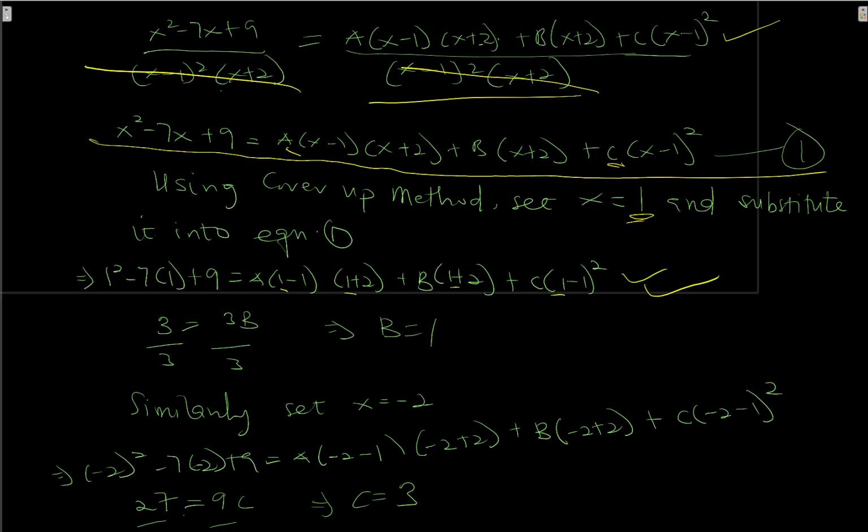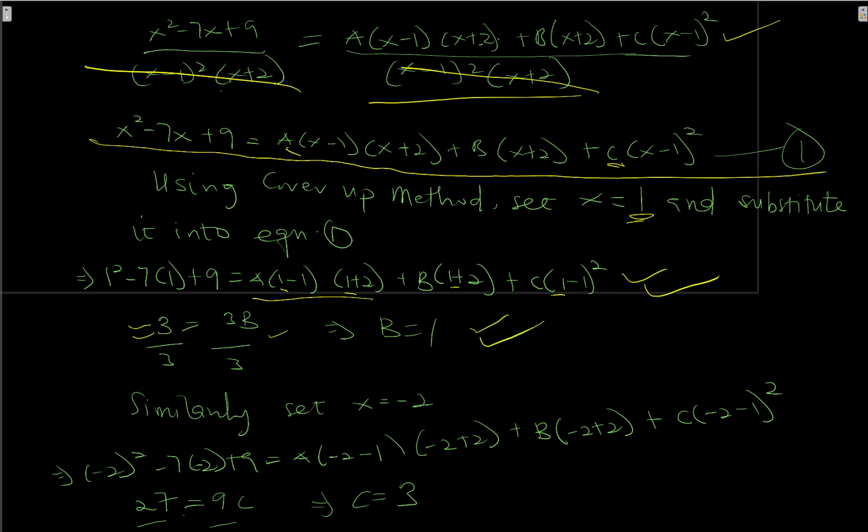The right hand side will be 1 squared minus 7 times 1 plus 9, which gives us 3. 1 minus 1 gives you 0, so the first term goes to 0. Then the second term we get 3b, then the third term also goes to 0. We divide through by 3 to obtain b equals 1.